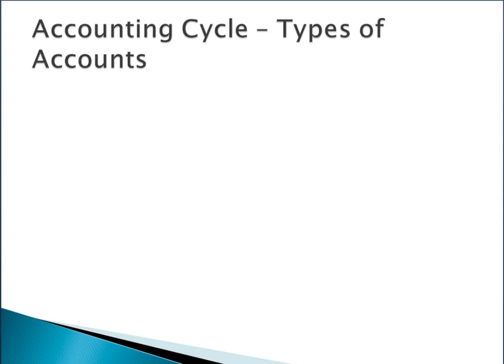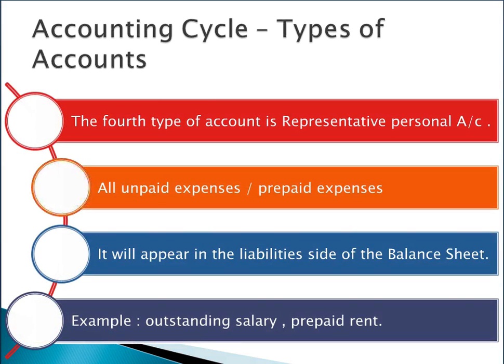So continuing the accounting cycle, we are on the types of accounts. The fourth type of account is called representative personal account. Till now we saw the three types of accounts: real, nominal, personal. How do you know an account is real? You can feel, see and touch. How do you know an account is nominal? Income and expense. Third is the personal, whom all this belongs to. Now we come to a fourth type, representative personal account.